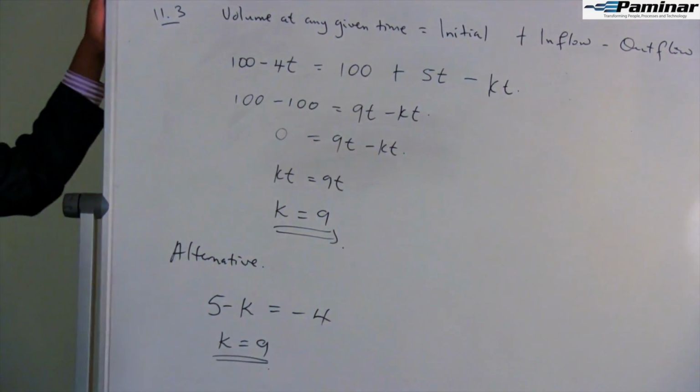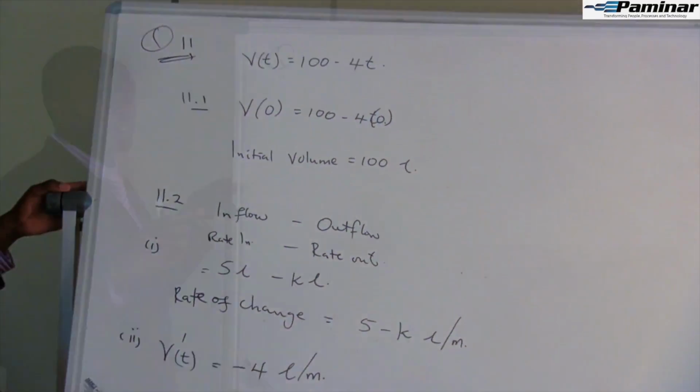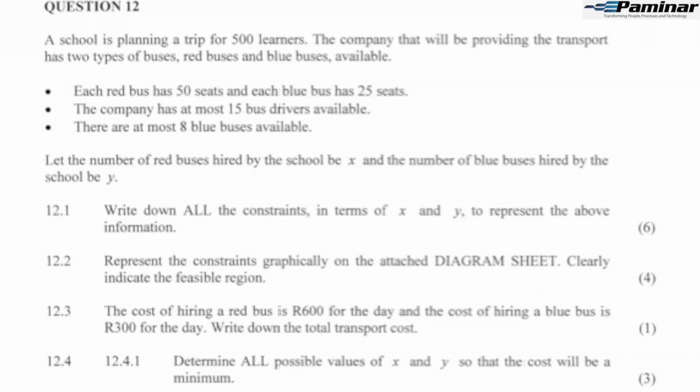Alright. Now let's do the last question, question number 12. It says a school is planning a trip for 500 learners. The company that will be providing the transport has two types of buses available, red buses and blue buses. Each red bus has 50 seats and each blue bus has 25 seats. The company has at most 15 bus drivers available, and there are at most 8 blue buses available.